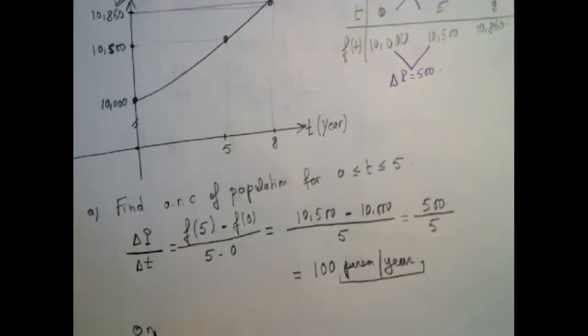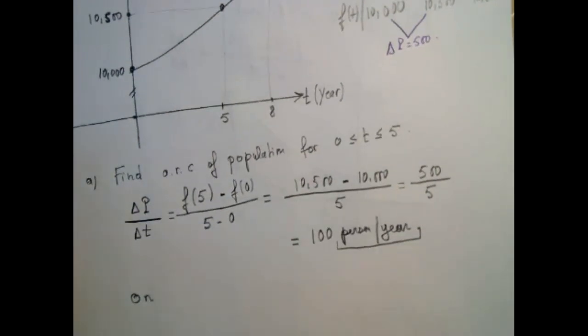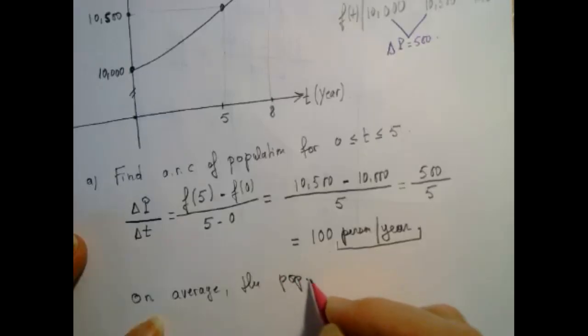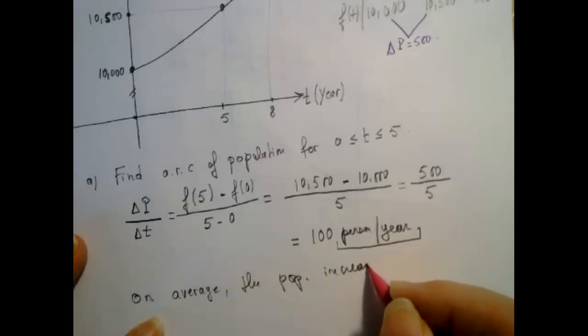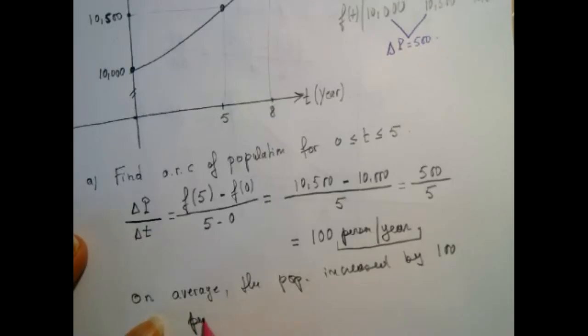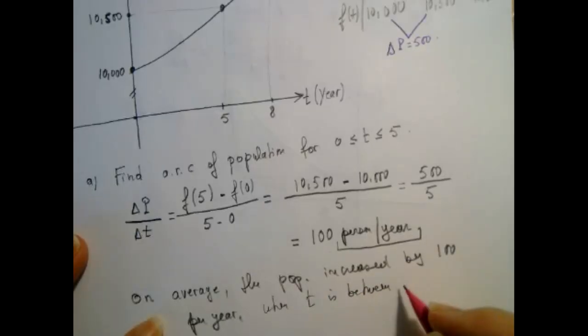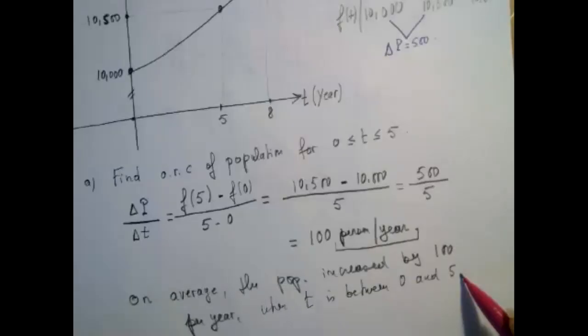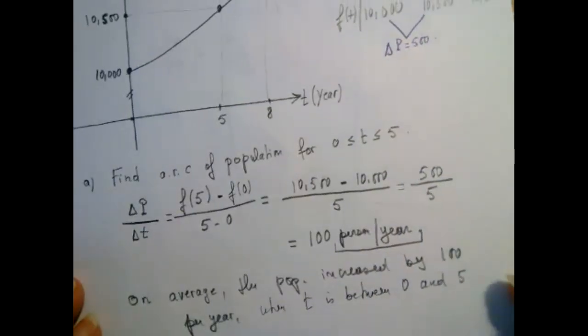So if I ask you to interpret your answer, what am I expecting you to tell me? To tell me that on average, the population increased by 100 per year when t is between 0 and 5 years. Okay, this means on average, that's how fast the population was changing.